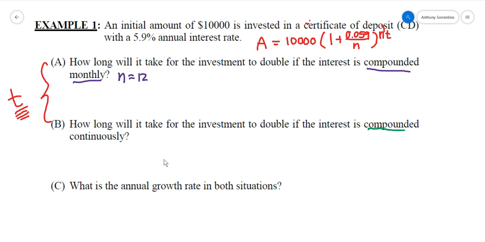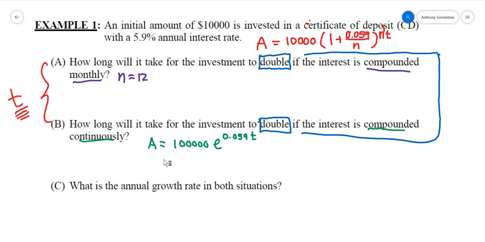And here, compounding continuously, I know that I wouldn't be using this formula. I'd be using this one. So I have that information here. Now, again, I'm still looking for t in both of these cases, and right now I have two variables, t and A, that are not known. But here's where I know how to figure out what A is. I want the investment to double. I want the accumulated amount to be twice what I started with. So that doubling tells me in both these cases that A is going to equal 20,000.